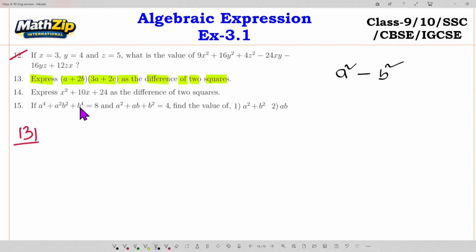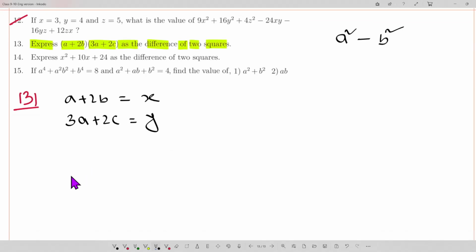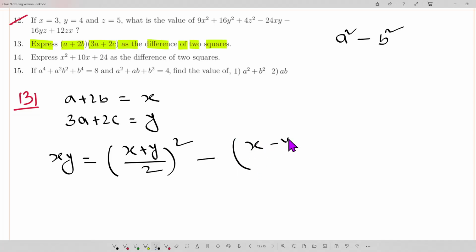So this one, the best way to do this one, like a plus 2b equals x and 3a plus 2c equals y. So we know a theory which is xy, it will be ((x plus y) by 2) whole square minus ((x minus y) divided by 2) whole square. And look, this is also a difference of 2 squares.